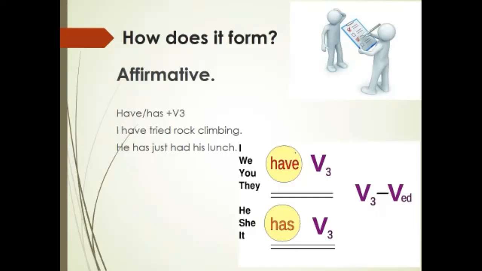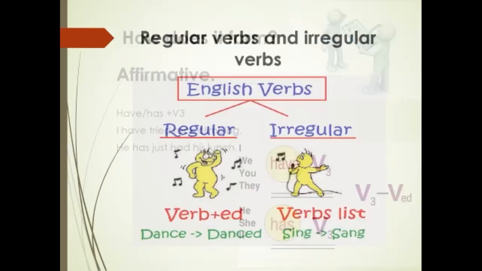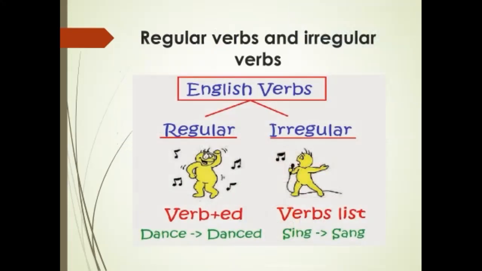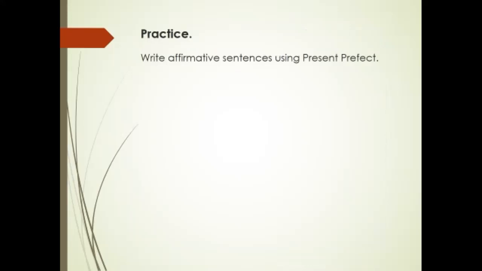Now let's speak about the third form of the verb. As we know, we have regular and irregular verbs in the English language. We have to add ed to the regular verb in order to make the third form of this verb. For example, dance, danced. And we have to learn by heart the list of irregular verbs. For example, sing, sang.